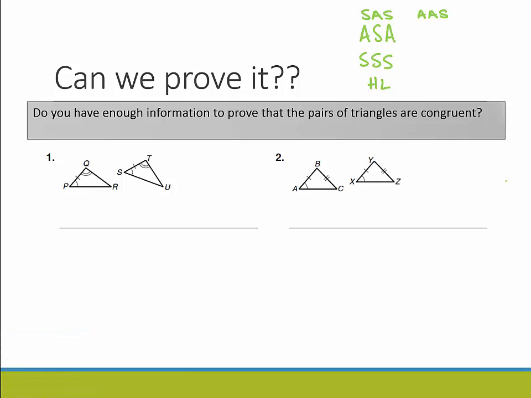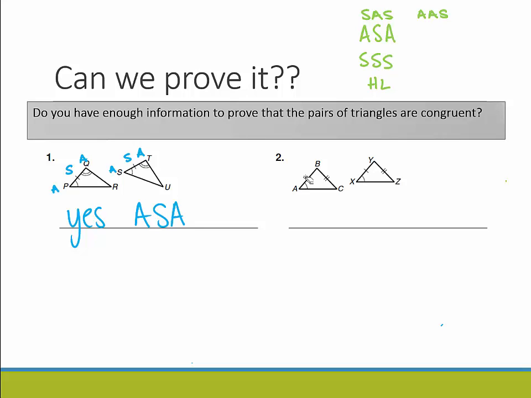So let's look at this first triangle here. I have an angle that's congruent to another angle, and a side right in between them, and then another angle. So can we prove that these are congruent? Yes, we're going to use angle-side-angle.